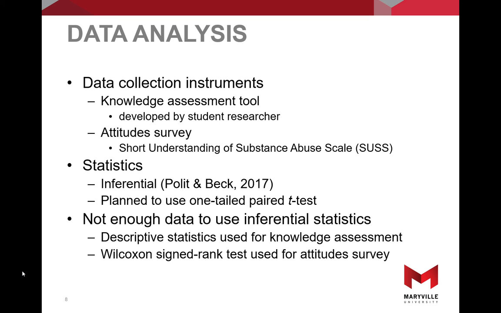The second set of data, the pre- and post-attitudes surveys, is a 19-question Likert scale. There were 16 sets of clean data collected for the attitude survey. The Wilcoxon signed rank test was run as an alternative to the paired t-test since there was not enough data to run the paired t-tests.